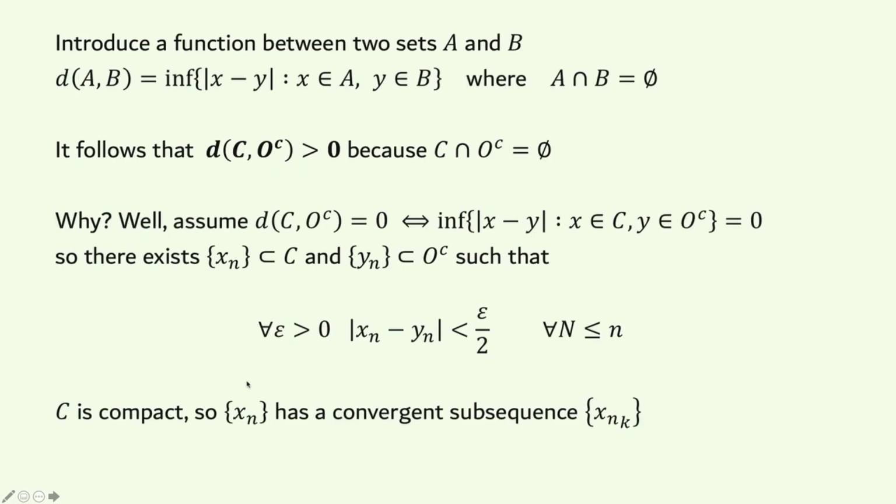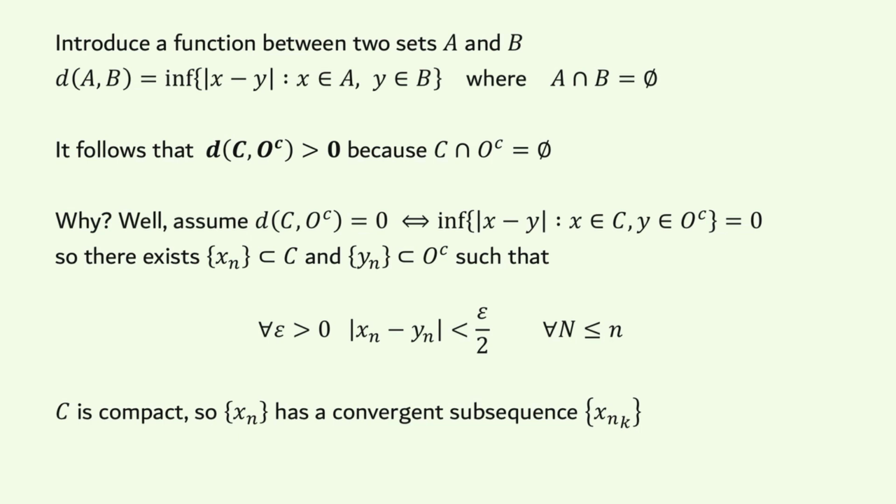What we'll also do is introduce a function between two sets A and B. This function is called d(A, B), which is the infimum of all the values |x minus y| such that x is in A and y is in B. And also I'll make A and B disjoint. This is sometimes referred to as the distance between the sets A and B. Now, it's not to be mistaken with a metric. This is not a metric at all. But we can think of this as the shortest distance between A and B.